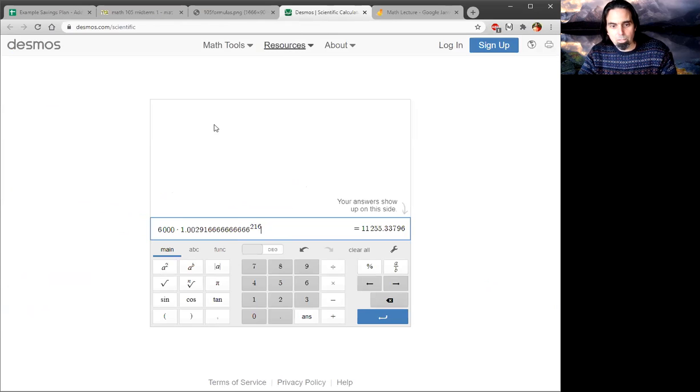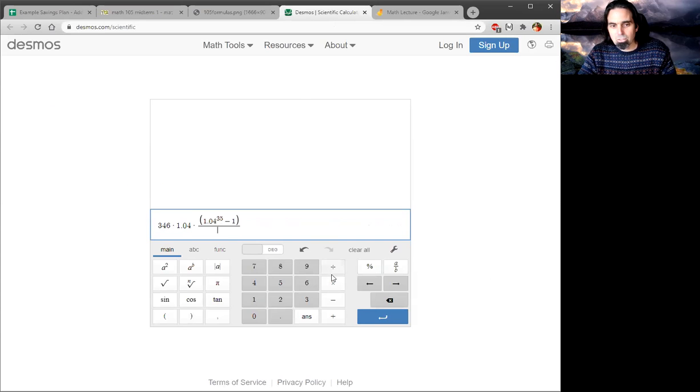So what do we have? 346 times 1.04 times 1.04 times parentheses 1.04 to the 35, minus 1, close the parentheses, divided by. Now on this calculator, when I hit divided by, it wants to make it into a fraction.